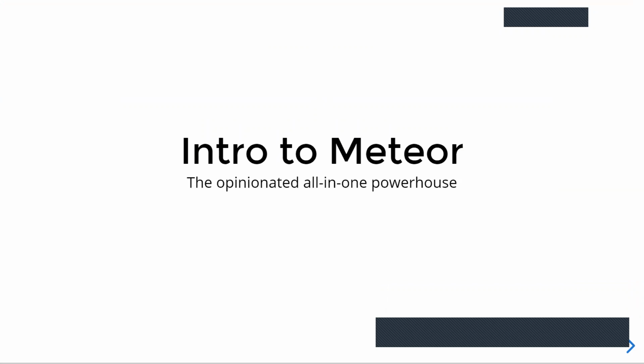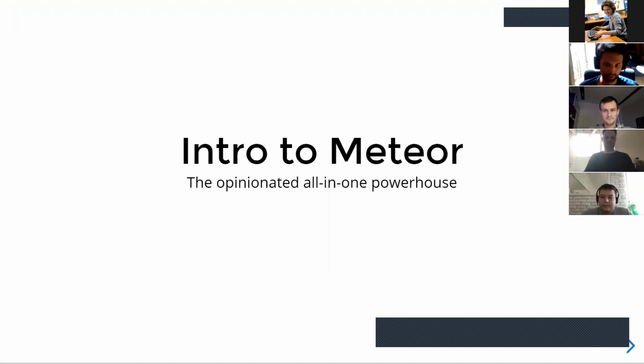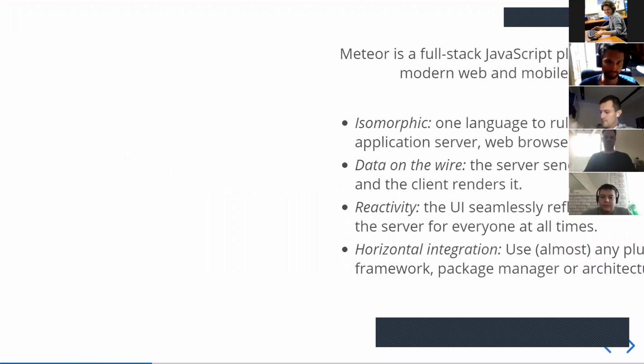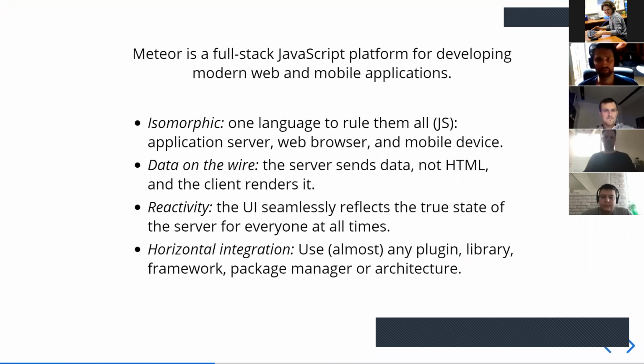I call it the opinionated all-in-one powerhouse. This is not an official tagline or anything. I'm not endorsing it in any way either. But it is what it is. So what is Meteor? It is a full-stack JavaScript platform for developing modern web and mobile applications. So far, so good. It's one of, I don't know, dozens, right? At least. It has a couple of very interesting characteristics, and since it came out several years ago now, it's been evolving in some very interesting ways.